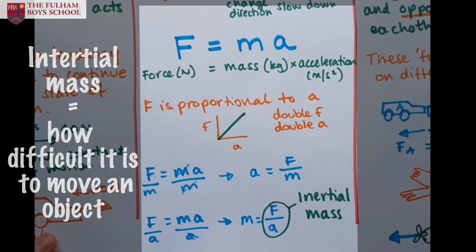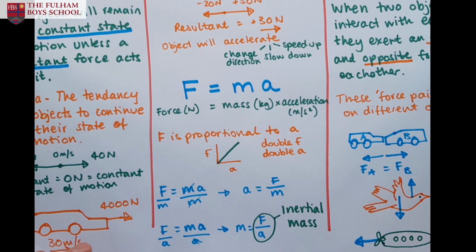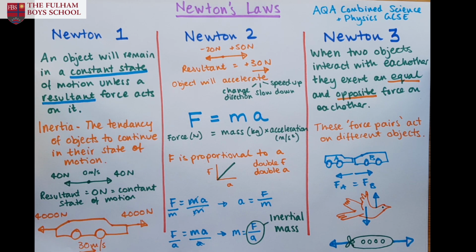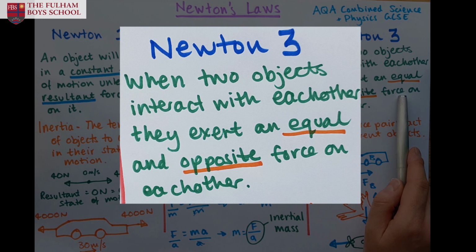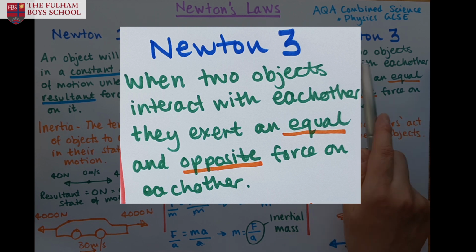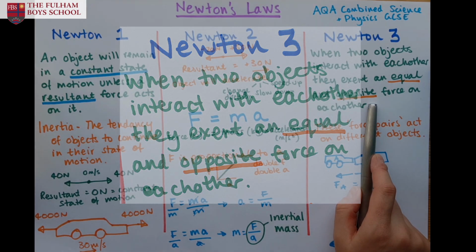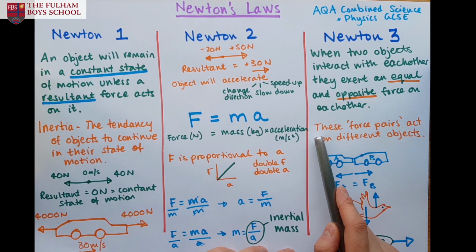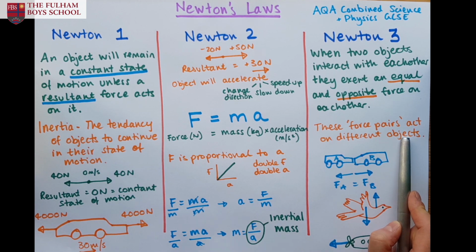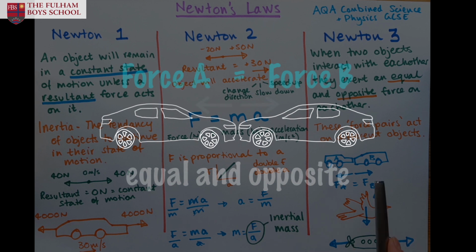Now, Newton's third law is a more general law about forces in general, and when two objects interact with each other, they exert an equal and opposite force on each other. All forces come in pairs thanks to Newton's third law. Every time there's a force, there always is an equal and opposite force. The force pairs act on different objects though, so don't be fooled, you can't draw a free body force diagram for them because they are acting on different objects.